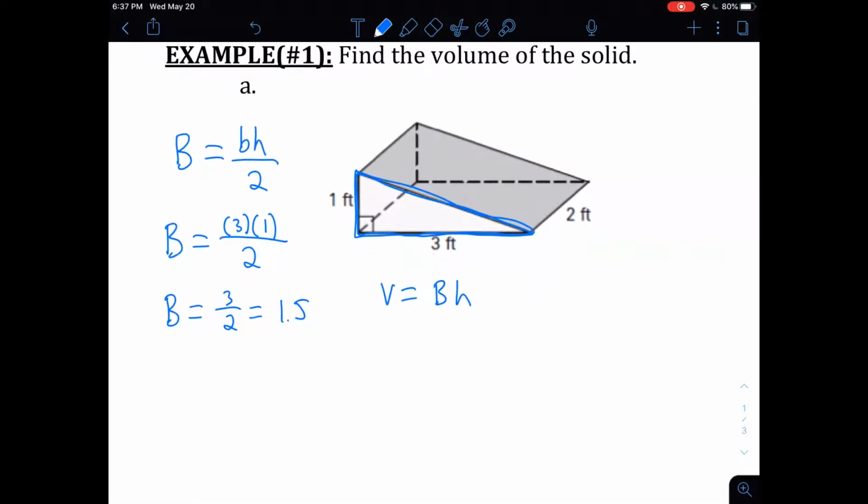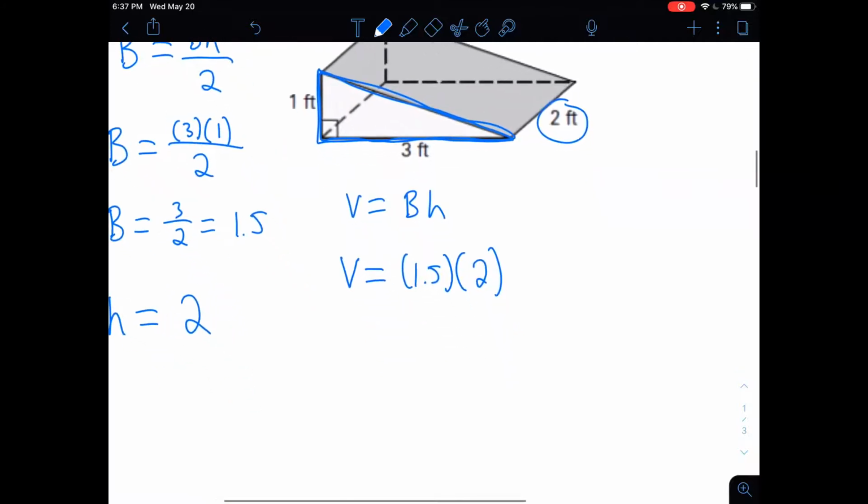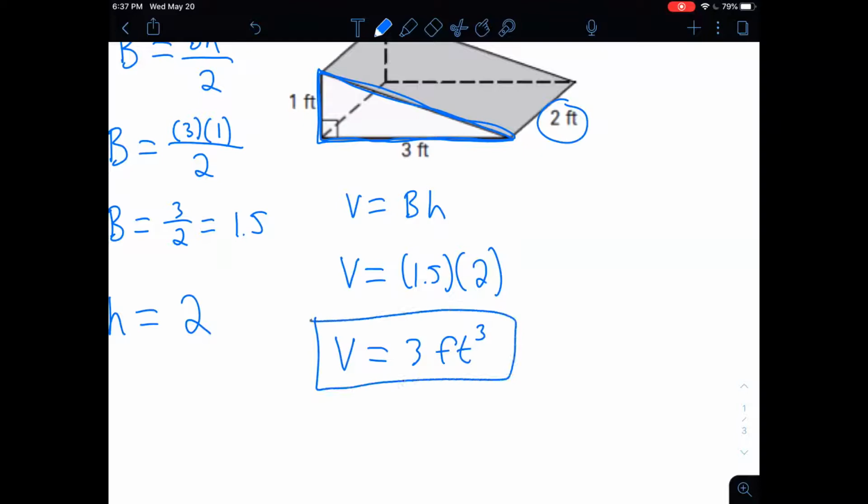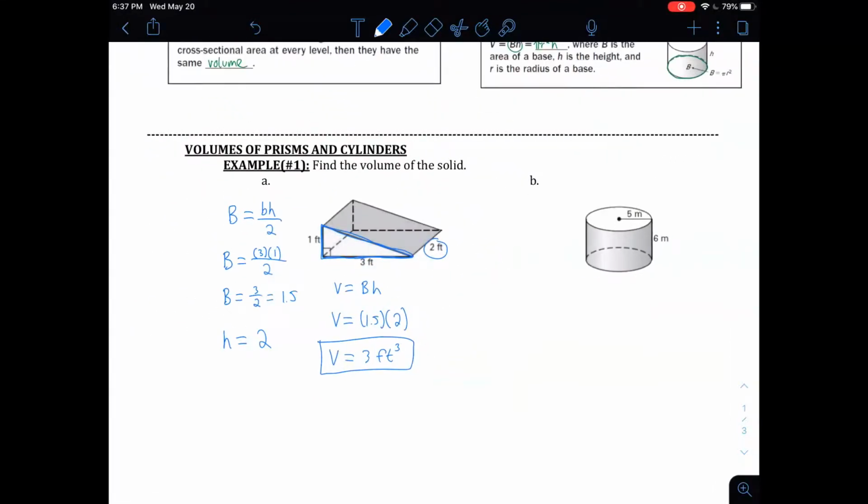And what is the height? What is the height of this prism? The height is the distance between the bases, so it's going to be 2. So we're literally just going to plug into this formula. Volume is going to equal the area of the base, which is 1.5, times the height, which is 2. And we're going to get, volume is going to be equal to, double 1.5 is 3 cubic feet, because we're working with cubic feet in volume. Okay? So it's just area of the base times the height.